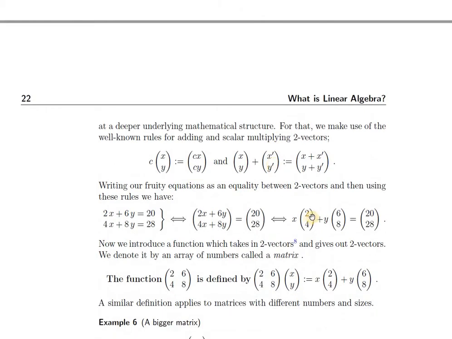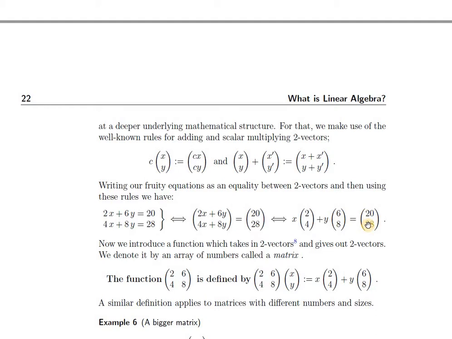Right. Here I have this left-hand side. I have 2, 4, that's a vector. The 2, 4 multiplies x. The 6, 8 multiplies y. So in fact, I can think of this left-hand side as a linear combination of the two column vectors, where x and y are the coefficients in the linear combination. Okay, so these are the outputs.